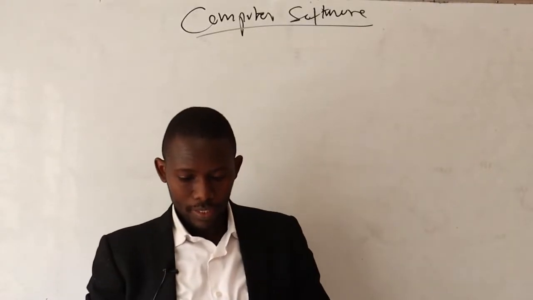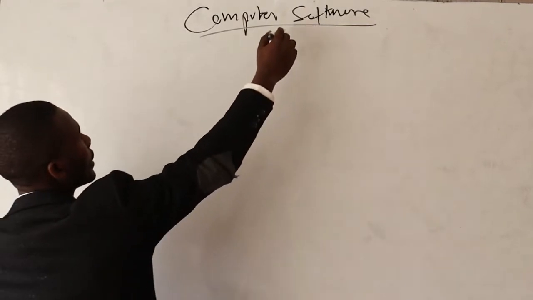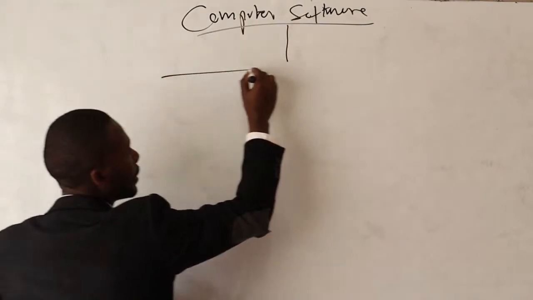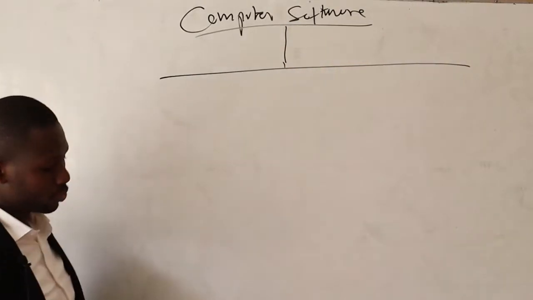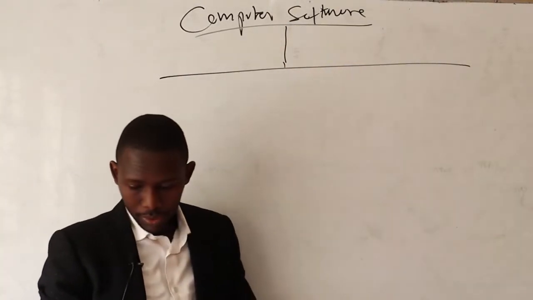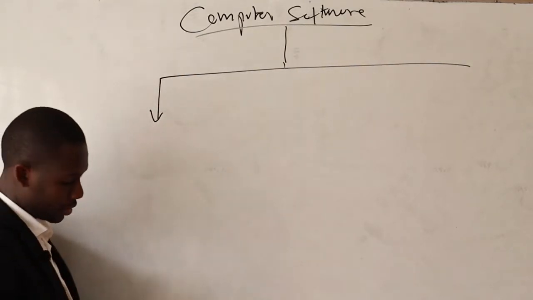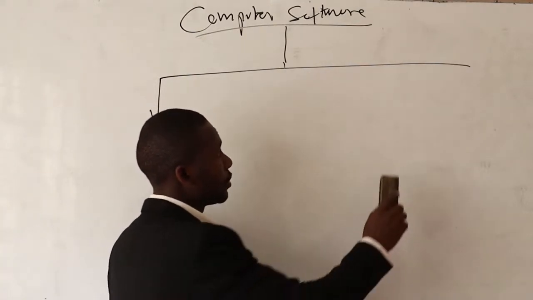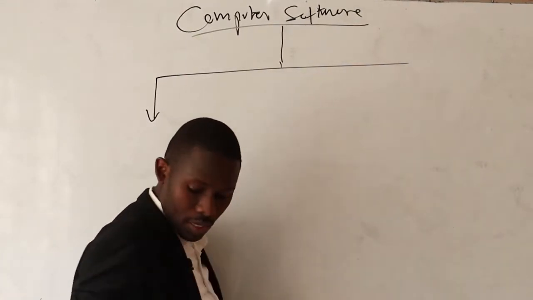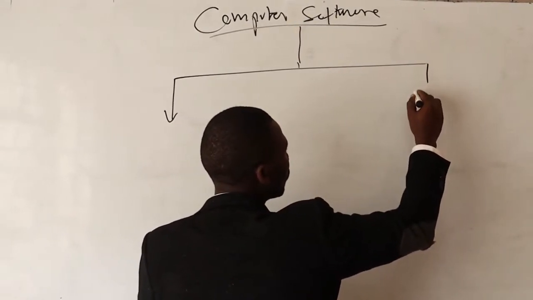So our next subtopic is computer software. So from our previous diagram, we noted that we subdivided the elements of computer into two, and we expounded on the hardware part. So under this unit or this subtopic, we will expound more on software.